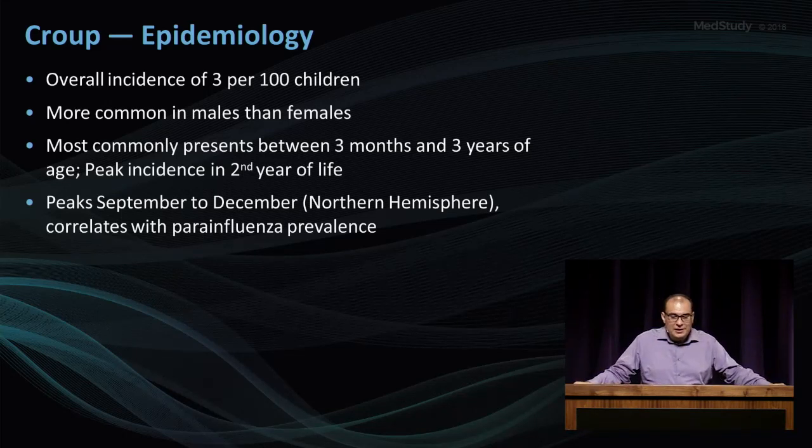3 months to 3 years, peak incidence is the age of 2. Peak from September to December in the Northern Hemisphere, and that correlates with the prevalence of parainfluenza.